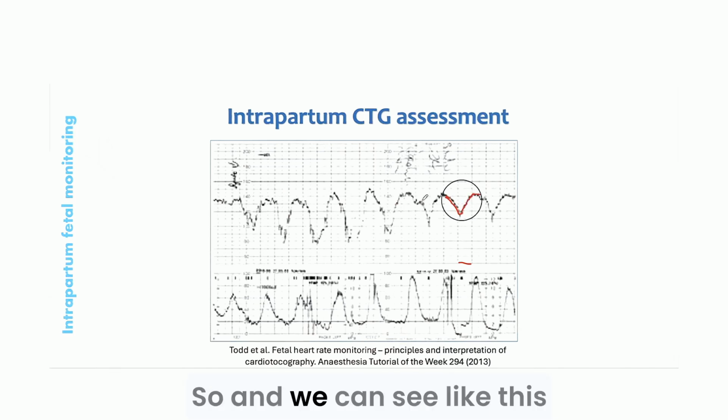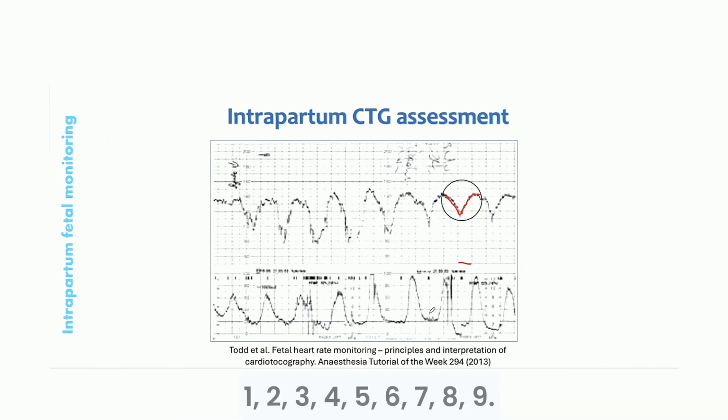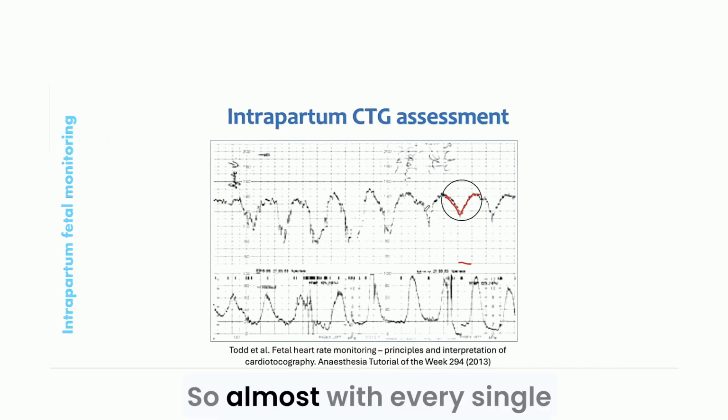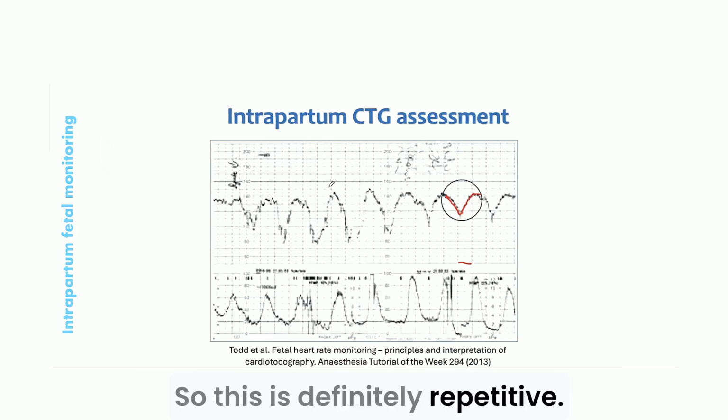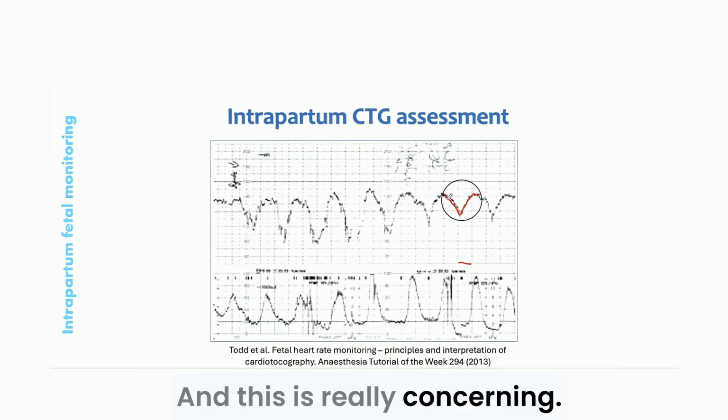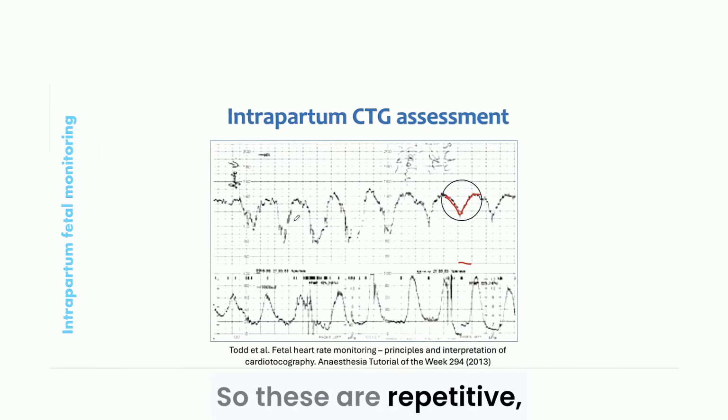We can see this type of decelerations, and I can tell they are definitely repetitive. So these are the contractions: 1, 2, 3, 4, 5, 6, 7, 8, 9. And I can see almost 8 decelerations. So almost with every single contraction, there is a deceleration. So this is definitely repetitive, and this is really concerning. So these are repetitive with concerning features.